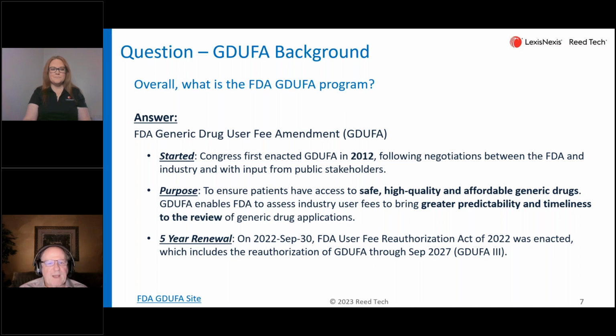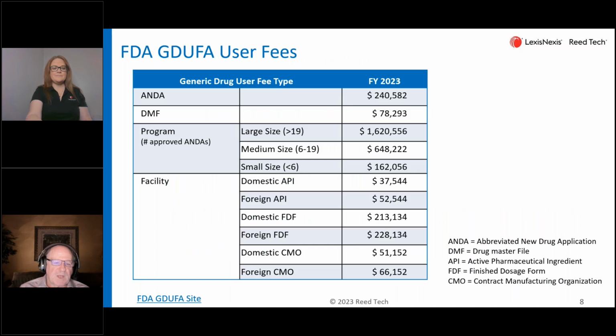Now, as to the actual fees that the FDA collects, there is a schedule. You can follow the link on the website there. We won't go into all the scenarios here, but there's a couple categories. One is for an abbreviated new drug application, drug master file, and those fees would be applied at the time of submission of those particular documents and applications.